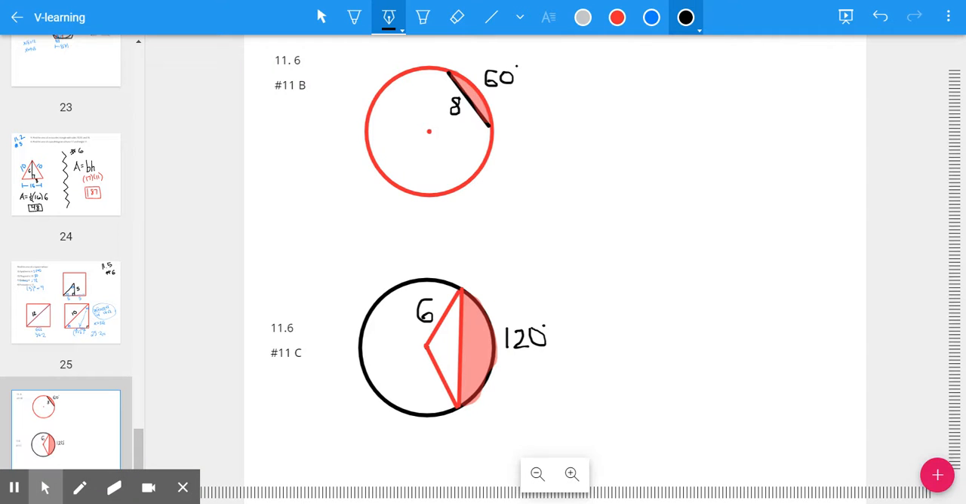Hi guys, this is 11.6 homework number 11, B and C. The question is asking us to find the area of each segment. In both, the segment is highlighted in red.